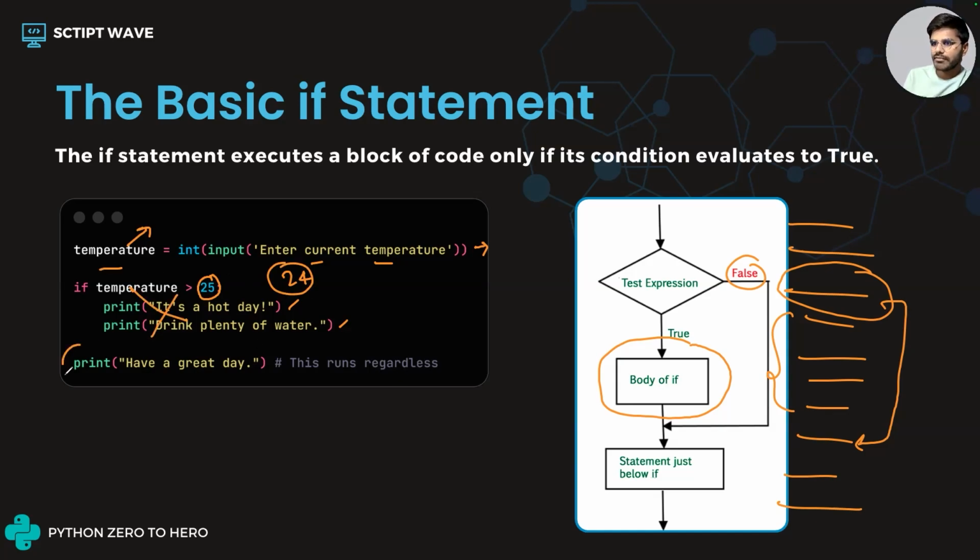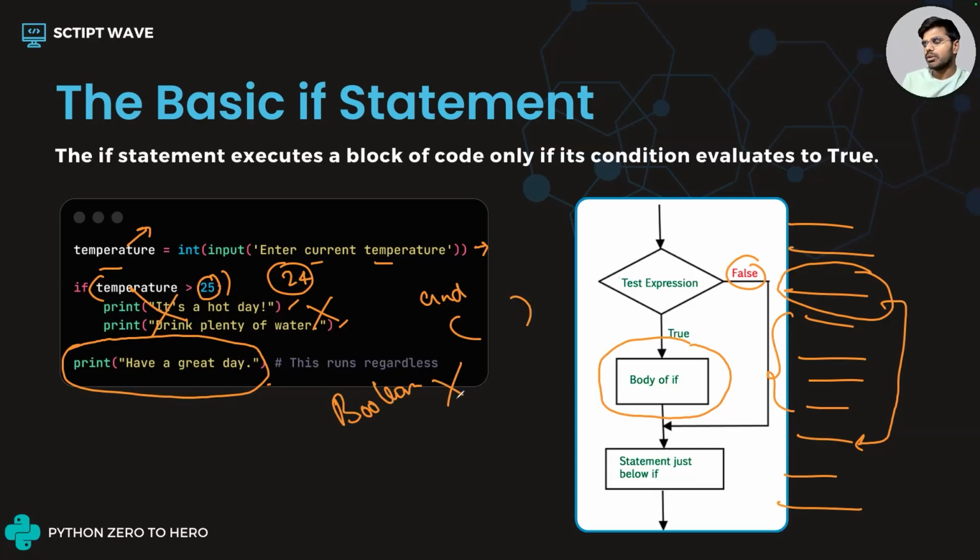Instead, it will just have one print statement, that is, have a great day. So this will be entirely skipped based on the condition that we have. Now question, can we add only one condition? You can add any combination, as you have logical operators like AND, OR, etc. The final output should be only Boolean. If it is non-Boolean, then you'll get an error. Make sure this condition always returns a Boolean value.